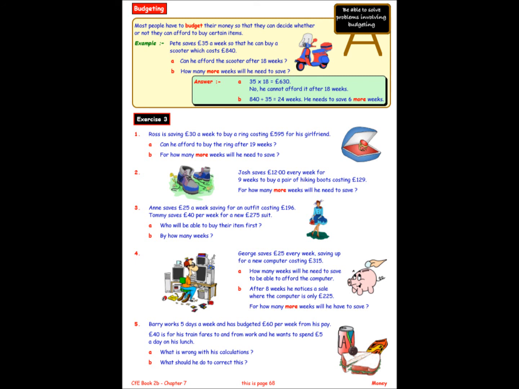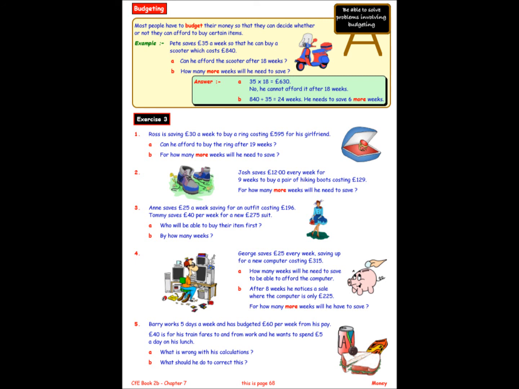Barry works 5 days a week and is budgeted £60 per week from his pay. £40 is for his train fare to and from work, and he spends £5 a day at lunch. What's wrong with his calculations? Is he going to have enough? What's happening there? And what would you suggest Barry needs to do in order to correct that problem that he has? Hopefully that makes sense.